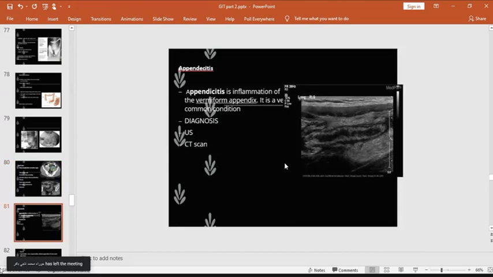Now we have a short note about appendicitis. Sometimes it is diagnosed clinically, and we have a lot of signs. You must know them, but radiographically we have multiple imaging findings and can diagnose by ultrasound and by CT. Appendicitis is an inflammation of the vermiform appendix. It is a common condition diagnosed by ultrasound and CT.